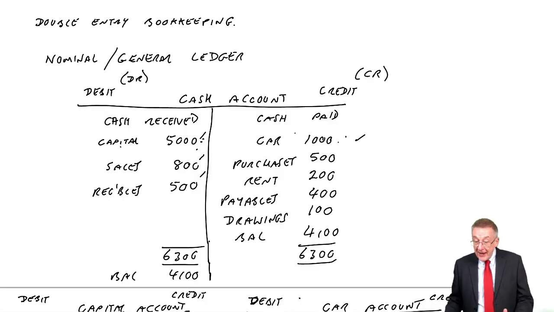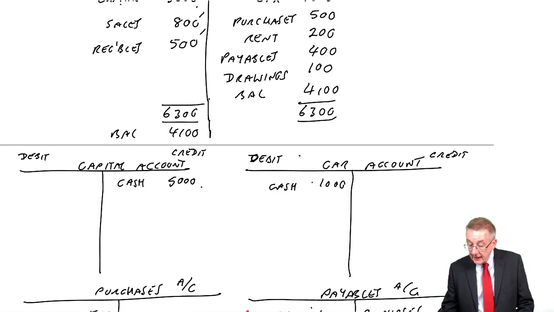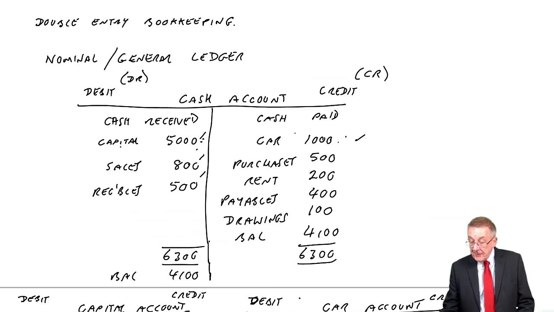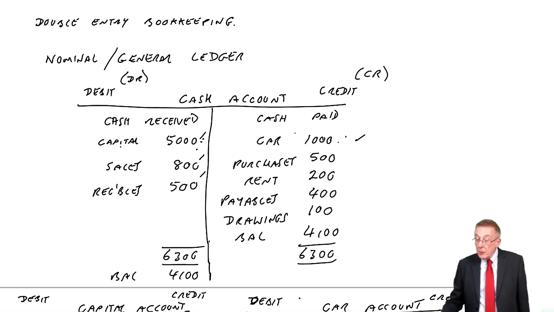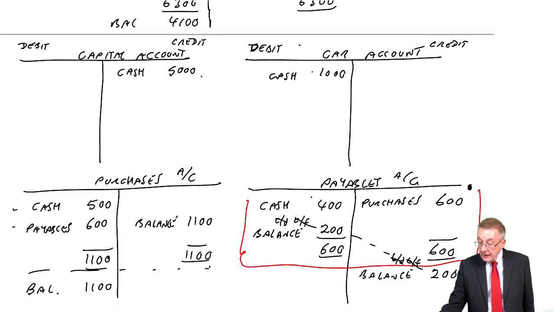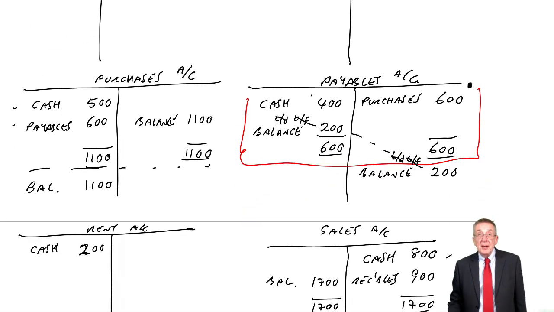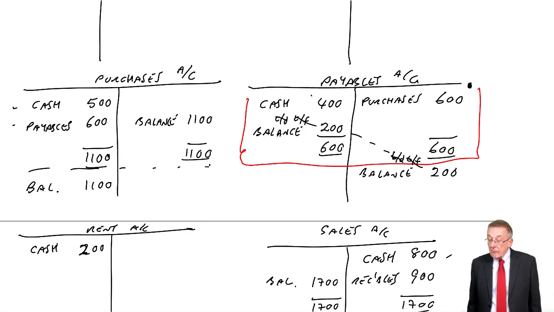All right, this is the final lecture on double entry bookkeeping. Remember what we've done so far. We recorded all the transactions in our first example, debit, credit. So they're all recorded in our T accounts. We then went and took a balance on every account. So we know that the cash at the end is 4,100. We know that the total purchases for the period were 1,100, and so on.